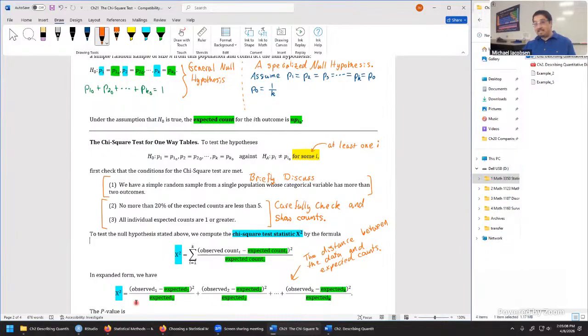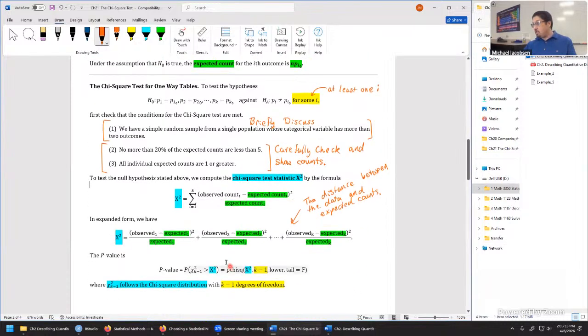Okay, as far as the test statistic goes, once we have this computed, our work is essentially over. The p-value is the probability that chi-squared k-1, that's just the symbol for the probability distribution, is greater than our test statistic, that uppercase chi-squared. We use p chi-squared like we showed on the first page of the notes at k-1, one less outcome. Lower tail is false, and that gives us our p-value.